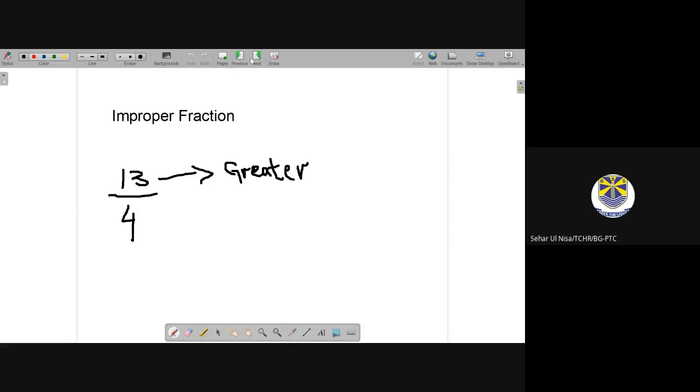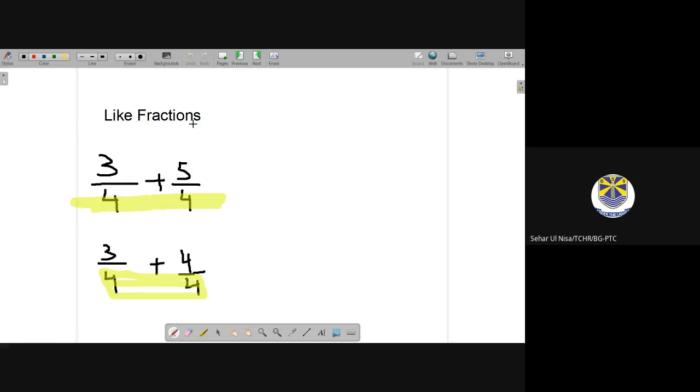Okay. After that, we are moving towards like fractions. Like fractions are the fractions where the denominators are the same. As you can see, 4 and 4, both denominators are the same, and 4 and 4, both denominators are the same. It doesn't matter that the numerators are different. Numerators can be different, but the denominators should be the same in like fractions. Is that clear? Yes.